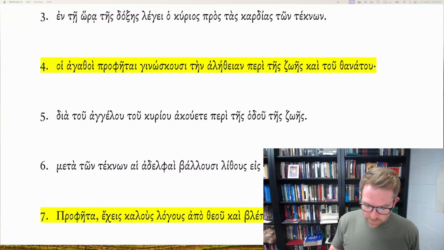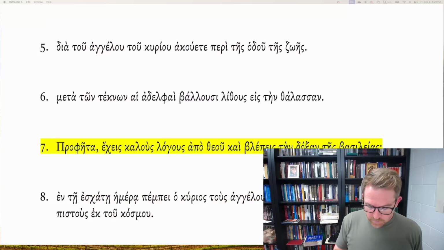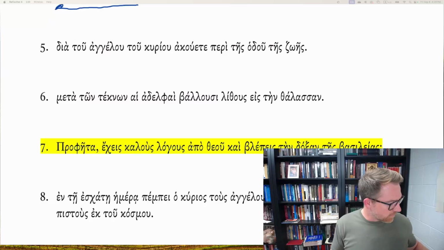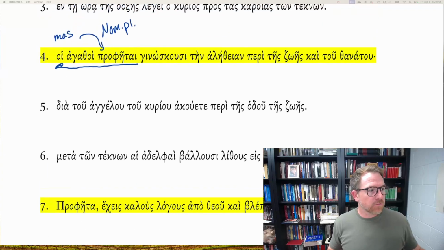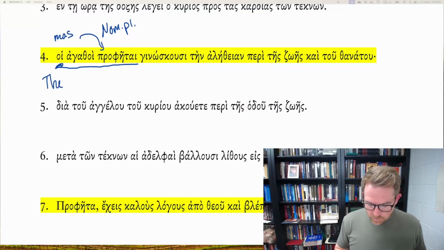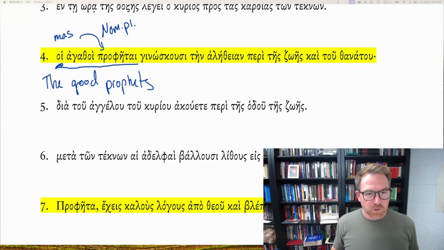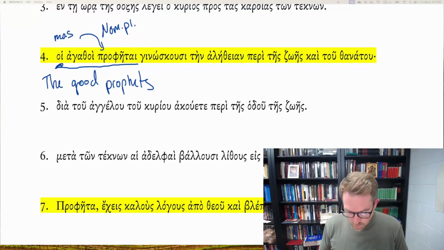So right away, we have recognition of our nominative plurals, right? So our noun, nominative, plural, and notice we have this masculine definite article on this masculine prophetes. Even though prophetes is from the first declension, it's one of those masculine first declension nouns. So hoi agathoi prophetai, the good prophets, plural. Gnoskousi, they know, so our verb, third person, plural, present, active, indicative.